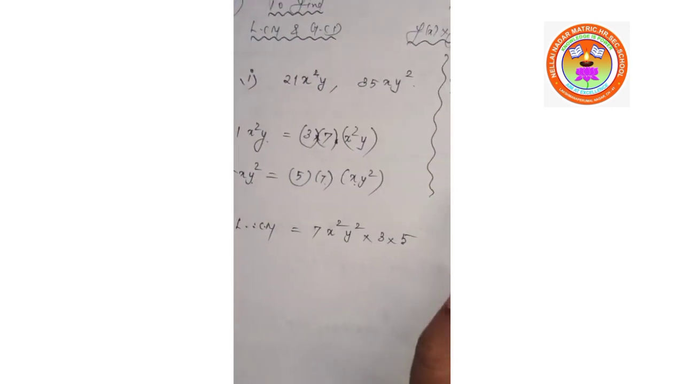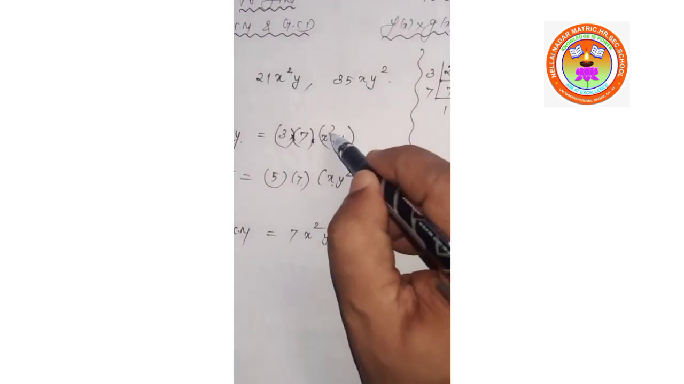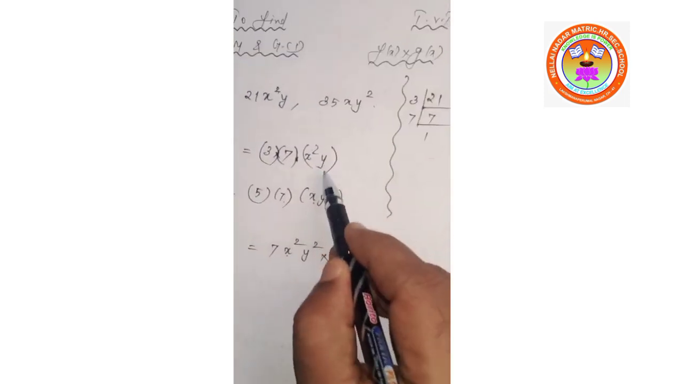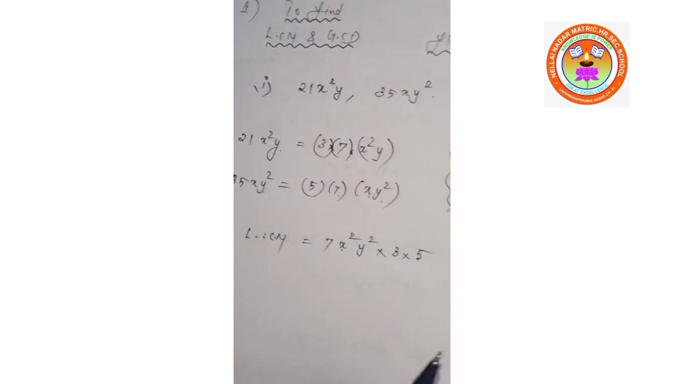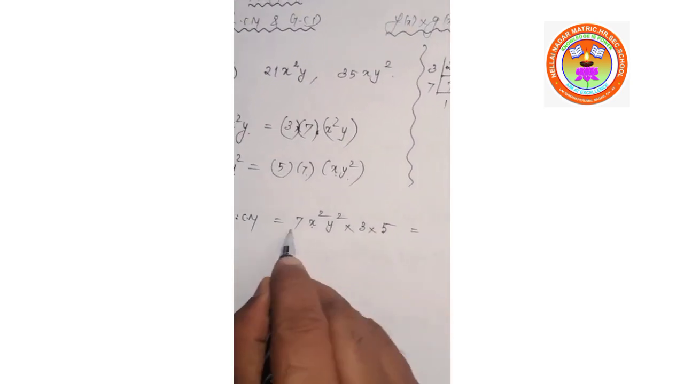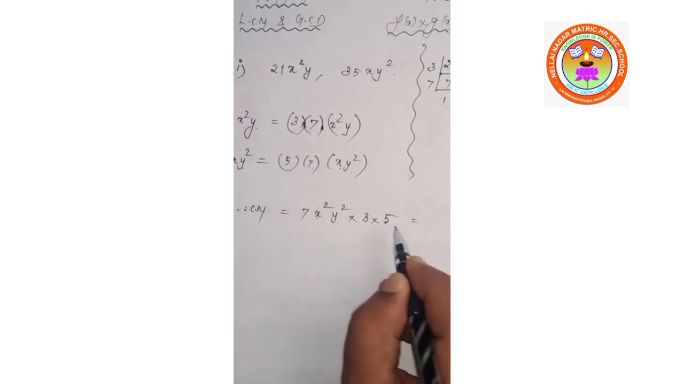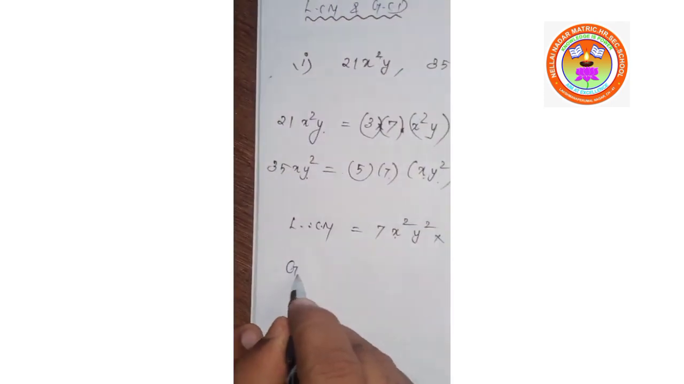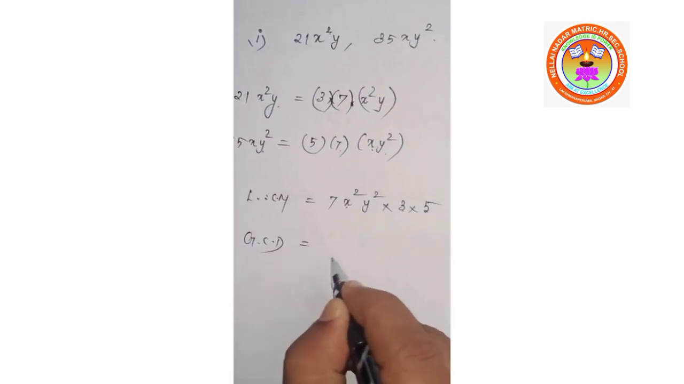In that case, x squared, x, which one is greater? X squared, that should be taken. Y squared, which one is greater? Y squared. This is LCM. Just multiply 7 3s are 21, 21 5s are 105, x squared y squared. LCM over. Now GCD. GCD, that is the greatest common divisor.